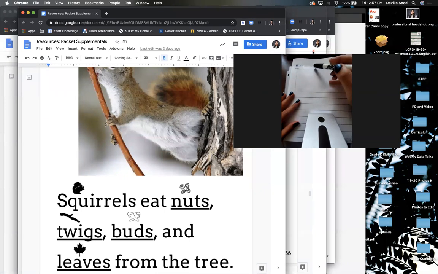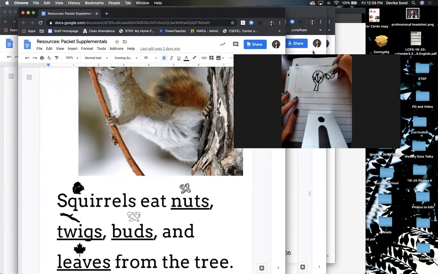I can write about the animals that depend on my tree. First, I'm going to draw a picture. La meta era, puedo escribir sobre los animales que viven en el árbol. Entonces, primero voy a dibujar un dibujo de la ardilla.